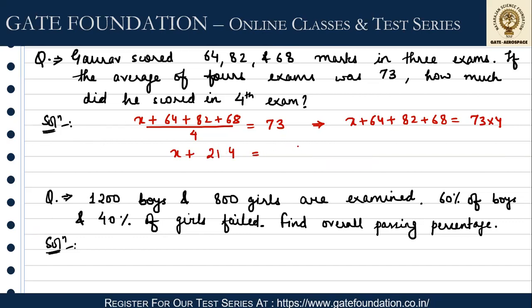214 is equals to 292. On solving this, you'll get X equals to 292 minus 214, which becomes X equals to 78.